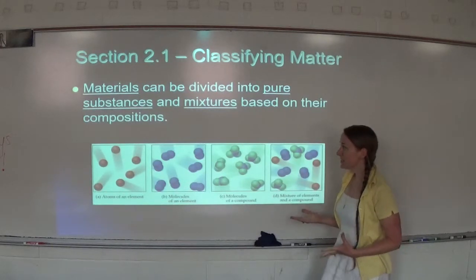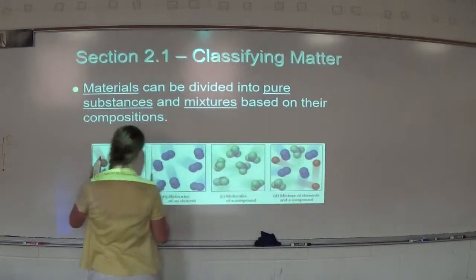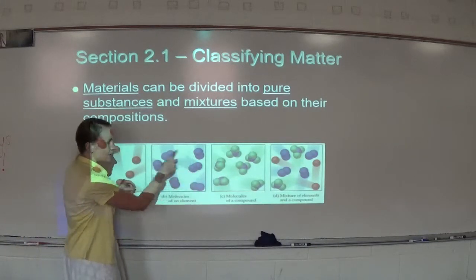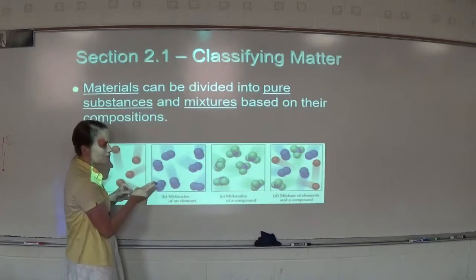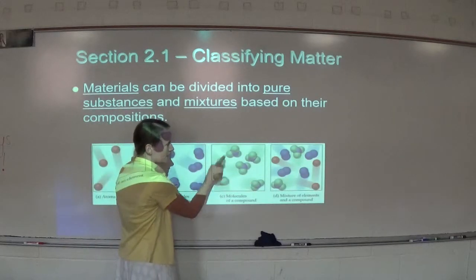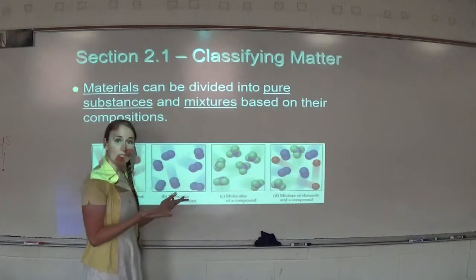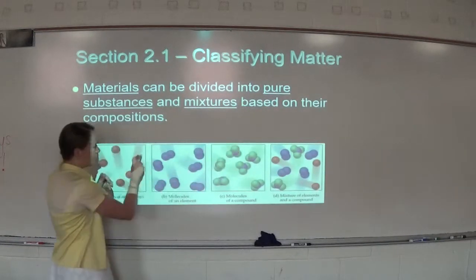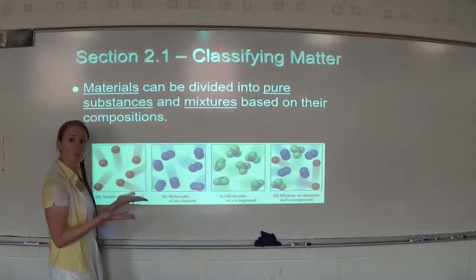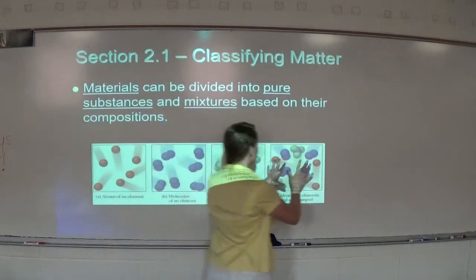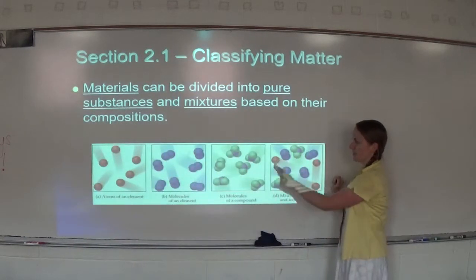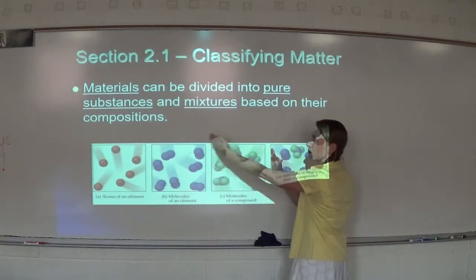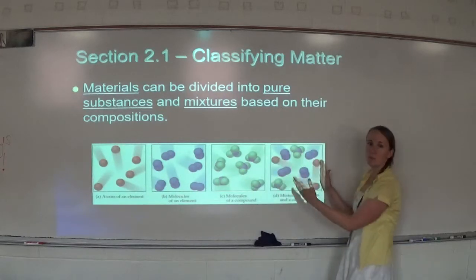So pure substances, all the particles are going to be the same. See, all of these are the same type of atom. All of these are the same type of molecule because it's two atoms bonded together. All of these are the same type of molecule even though they have more than one type of atom. So the first three, every particle looks the same in the sample. Those would be pure substances. Whereas in this one, we have a mixture. Here's one type of particle, here's another type, and here's another type. So these three would be pure substances. This would be a mixture.